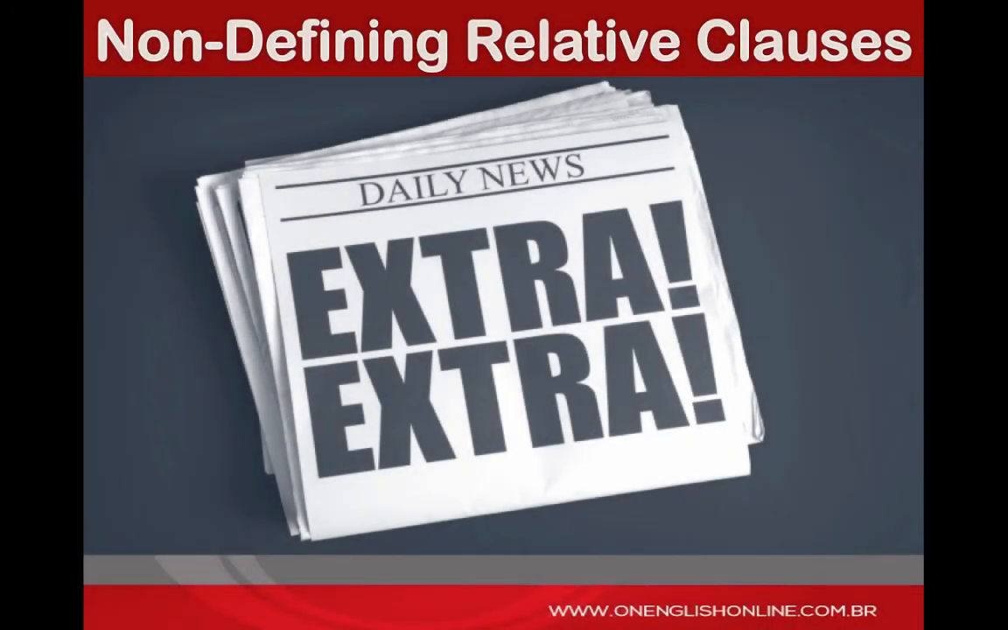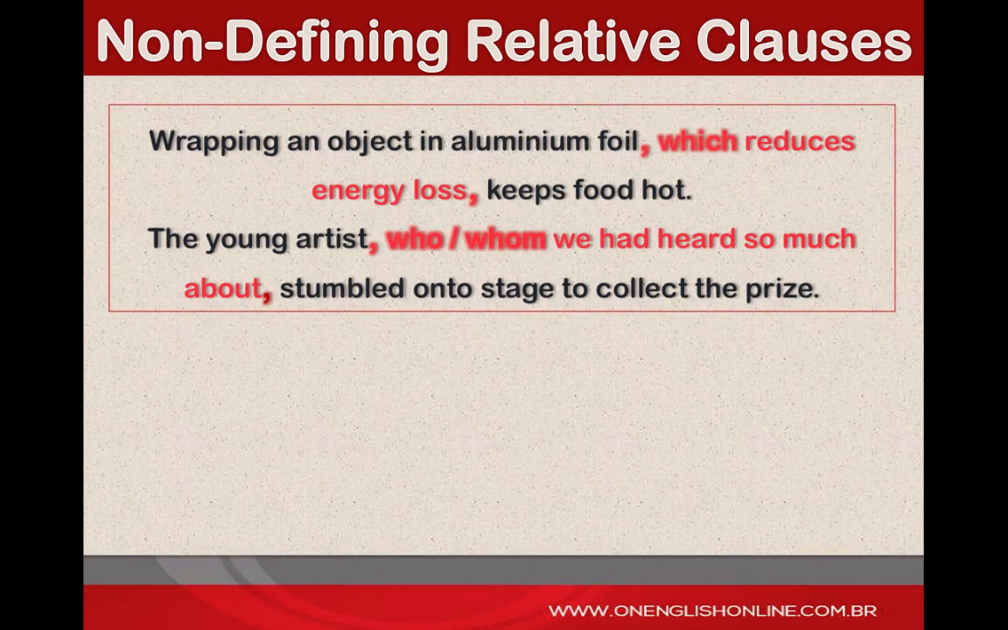On the other hand, non-defining relative clauses add extra information that is not essential to the meaning of the sentence. In other words, it could be left out. This is the reason why you must use commas with non-defining relative clauses. Keep in mind that the relative pronoun cannot be omitted.